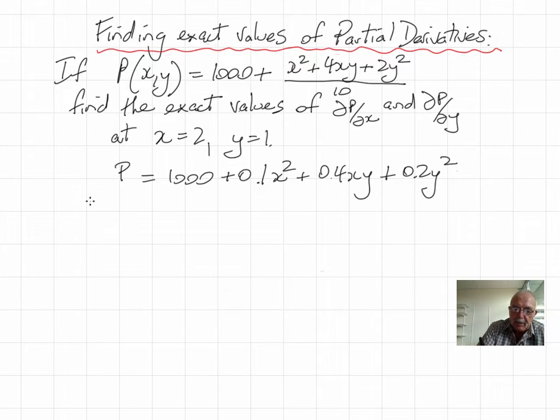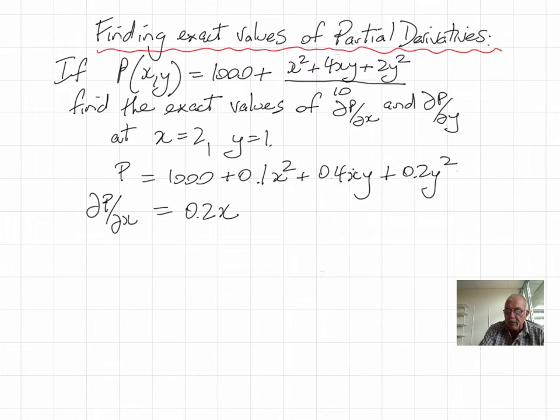So our next step is to find the partial dP/dx. When we do this, with respect to x, we're going to keep y constant. The derivative of a constant is 0, so that'll be 0. The derivative of this will be 0.2x, so you multiply 2 times the 0.1 and take 1 off the power.